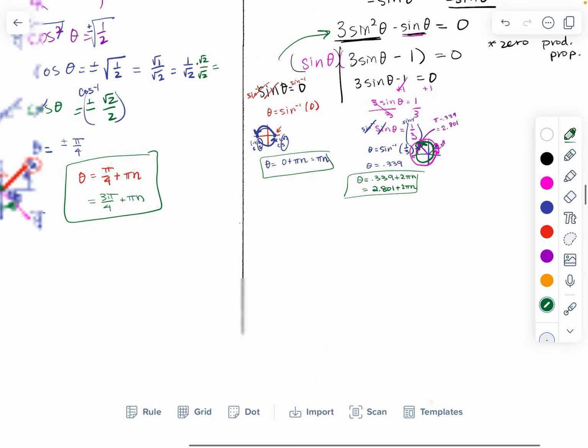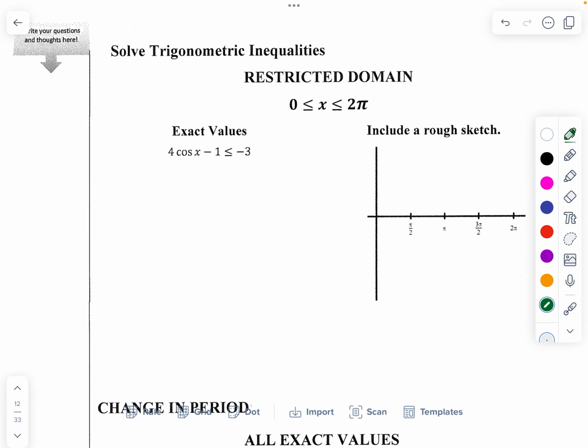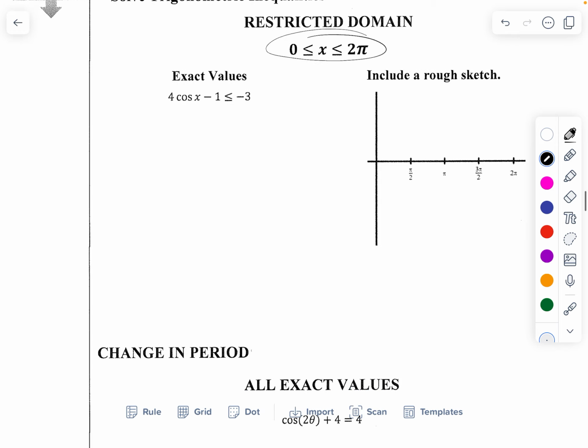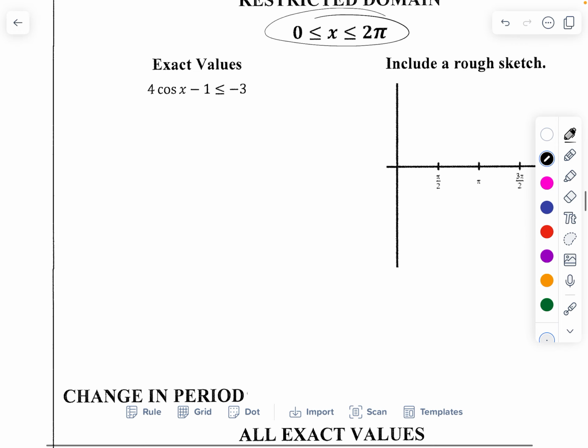All right, let's go ahead and look at the next page. So this time we're talking about solving trig identities with the restricted domain from 0 to 2 pi. Again, that means not forever. That means it's just within those positive values of 0 and 2 pi. So let's look at our exact values. Remember, this means no calculator. Okay, we're going to solve this because we're just talking about a singular cosine x, not squared. We can solve it directly.